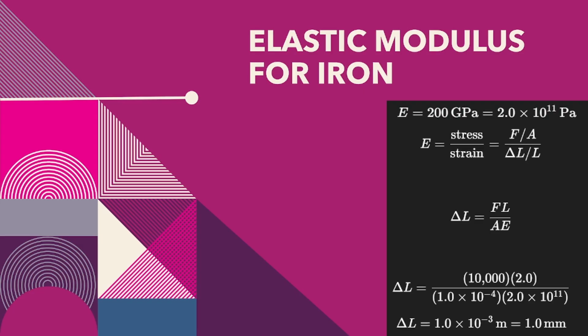Onto elastic modulus for iron, it's basically the same formula, but you plug in different numbers due to the materials being different. One's aluminum and one's iron, with different properties. And then for the change in length, you get 1.0 millimeters.